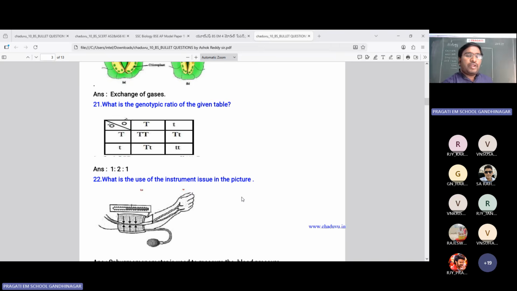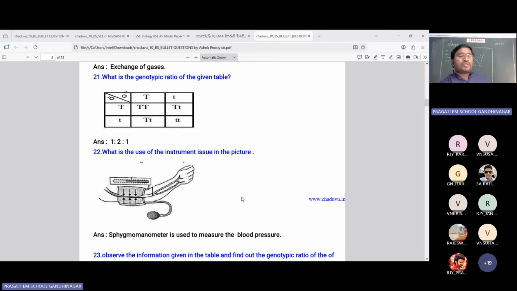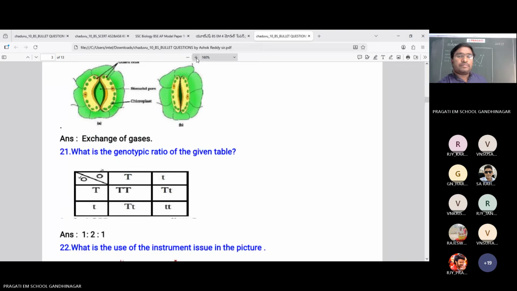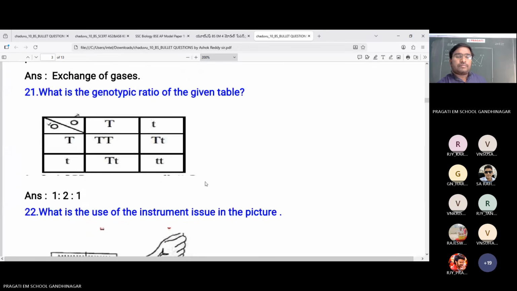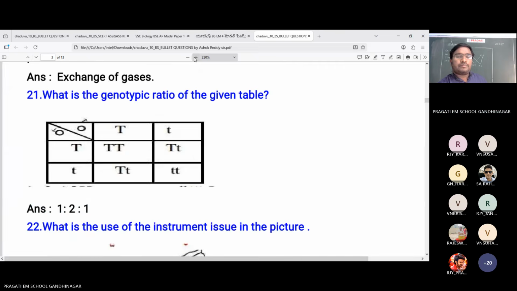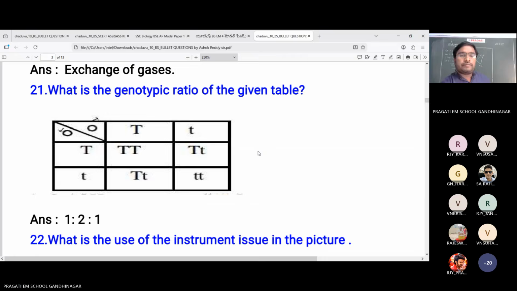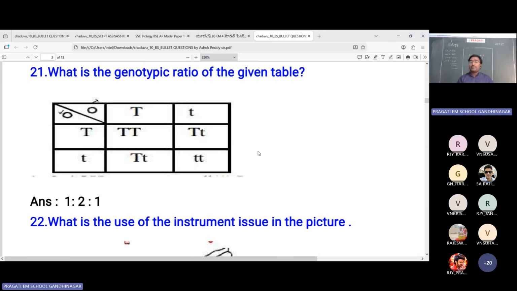Now, let us see one Punnett square. Look here, the 21st question, Punnett square. Here is a Punnett square. See, look at this Punnett square. What is the genotypic ratio in the given table?